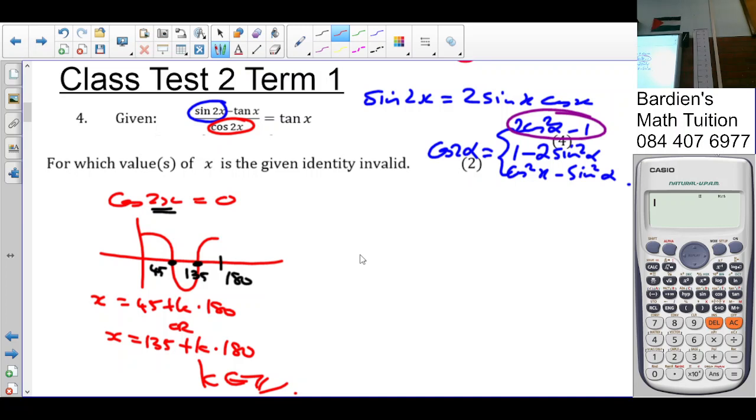Or if you look at this closely, you will see that this solution actually repeats itself every 90 degrees. So instead of writing this here, I could have said once x is equal to 45 plus k times 90 degrees, where k is an element of integers. Okay, so that is for where the denominator is equal to 0.